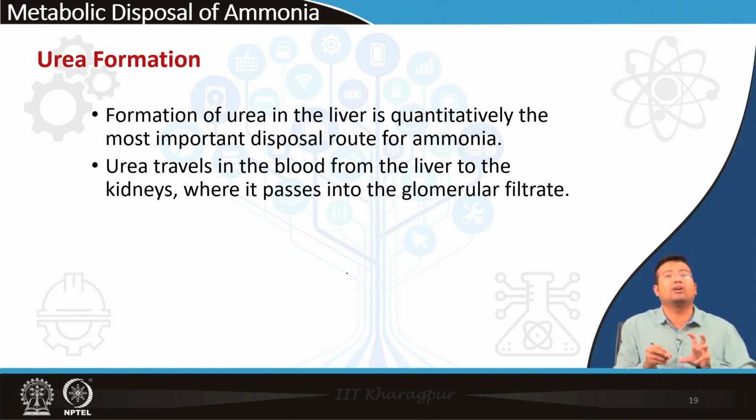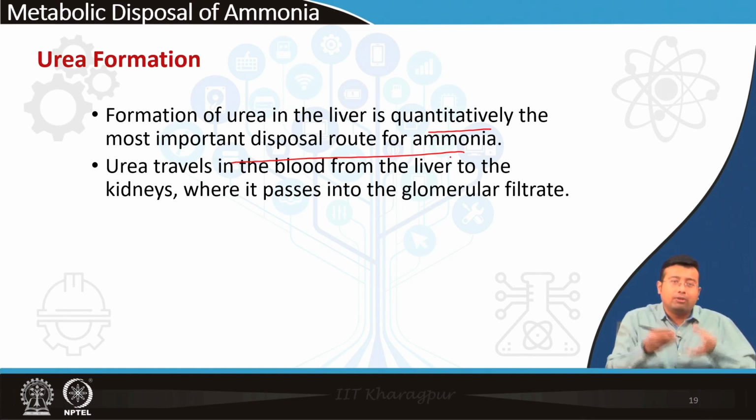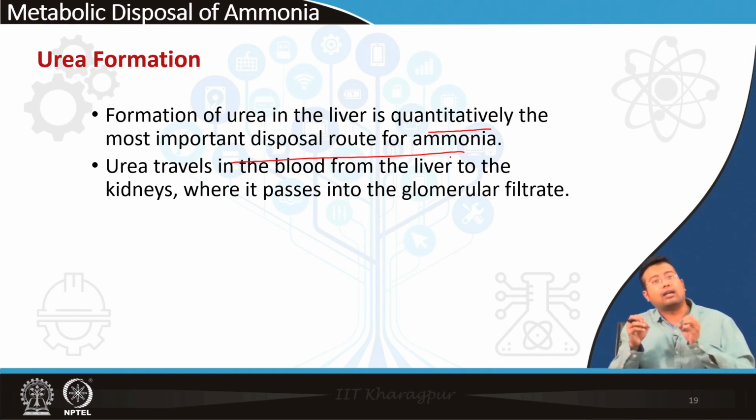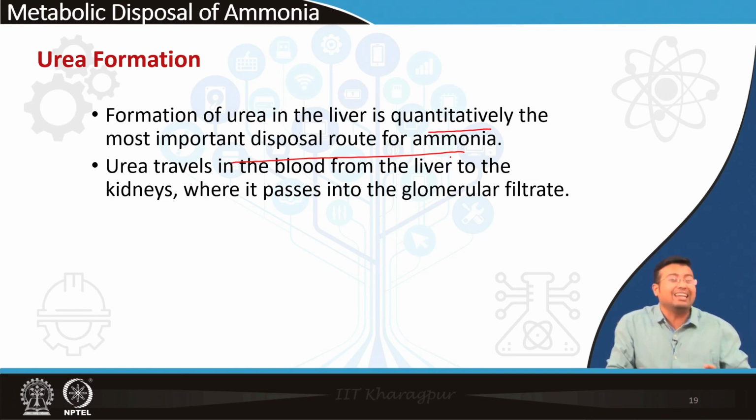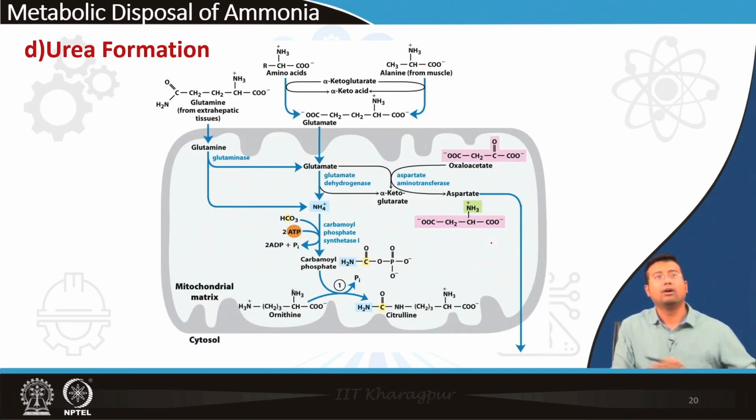So ultimately, when we are dealing with metabolic disposal of ammonia, one answer for humans is urea. Formation of urea in the liver is quantitatively the most important route for ammonia disposal, because ammonia from all sources is ultimately shunted to the liver. Once formed in the liver, urea is soluble in water, so it can go to the kidney and be excreted via the glomerular filtrate in the form of urine.